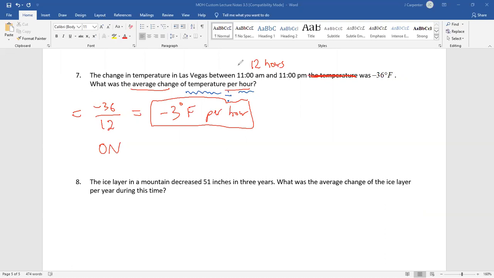Now, they didn't tell us what it started at. They didn't tell us what it ended at. All they told us was the change. So maybe it was 10 degrees at 11 a.m. and then it was negative 26 degrees at 11 p.m. I honestly think that they meant to have the AM and PM swapped here, because in Las Vegas, being around a desert, there's not a lot of surroundings. You see drastic temperature drops like this overnight, not during the daytime. I really think these are supposed to be swapped, but it doesn't really matter for the context of the problem.